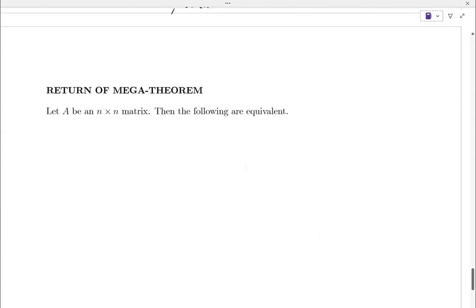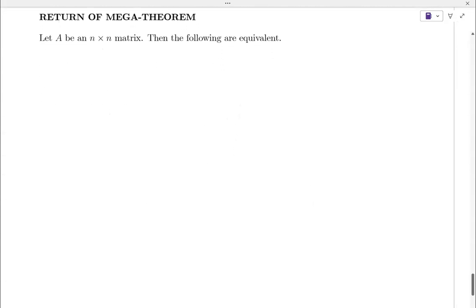Let's go back to, I mentioned this last time, the mega theorem and see if we can start adding equivalent conditions to being invertible. That was our mega theorem. What letter did we leave off at? We were on number 7? Okay, so number 7 is the next one. Is that right? Okay. All right.